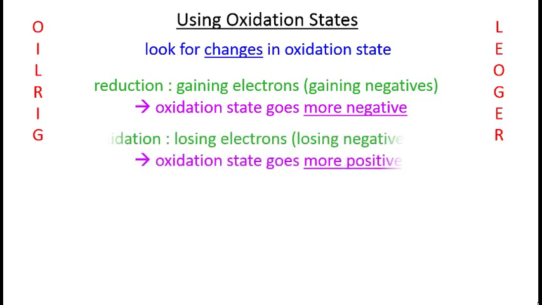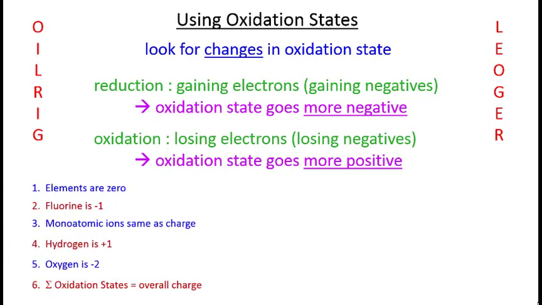Oxidation occurs when a chemical species is losing electrons. If we think of this as losing negatives, we look for the oxidation state to go less negative or more positive. In order to do this correctly, we need to assign oxidation states accurately, meaning that we need to know our rules. Let's try some examples.